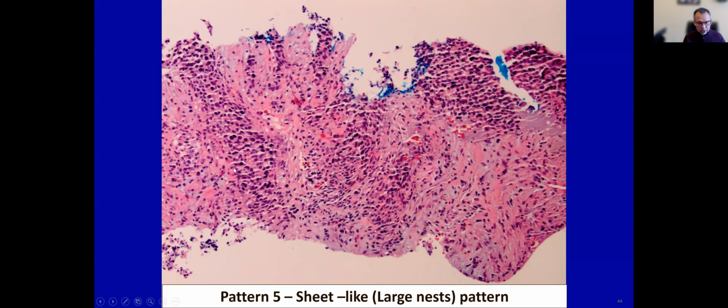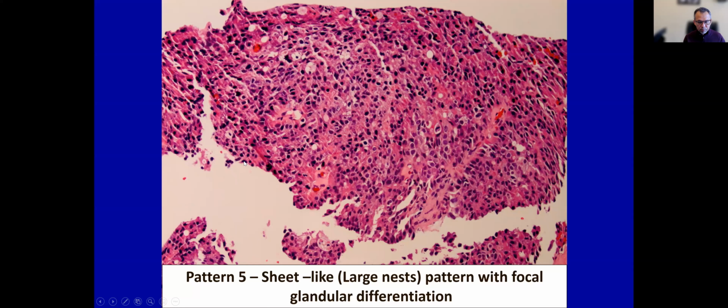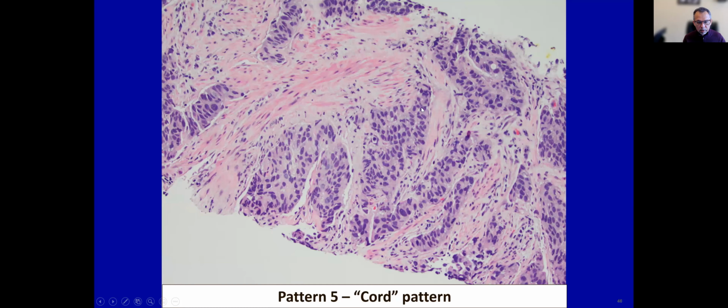Here is a sheet-like or large nest-like pattern. This is pretty characteristic for a high-grade pattern 5 prostate cancer. Sometimes you may have some luminal formation within a nest or sheet-like areas. That's still considered okay for grading this as a pattern 5. We have done a separate inter-observer reproducibility study for pattern 5 with different morphological patterns, and we observed that this type of occasional luminal differences were still pretty reproducible for classification as pattern 5.